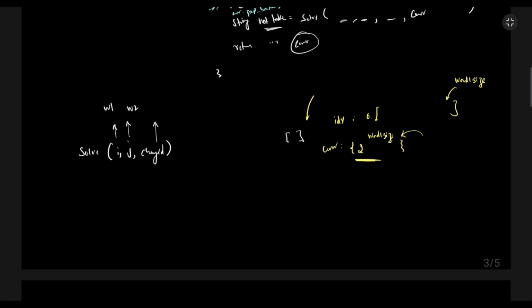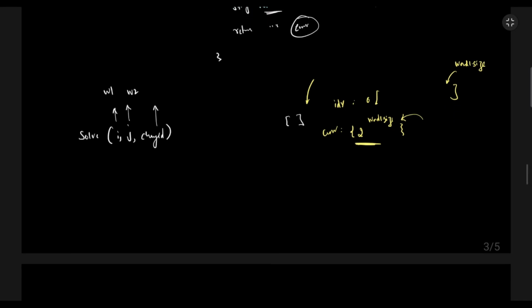Okay, and at every step, if word1 of i equals word2 of j, then we can just take it, because we need the lexicographically smallest indices. And if they don't match, we have a choice: either we can use our free pass or we cannot use our free pass, and we'll try both.